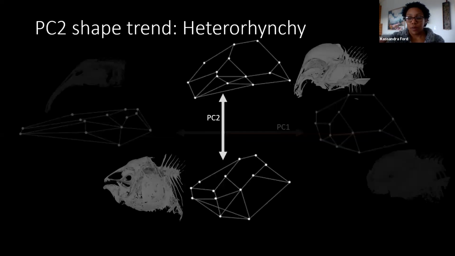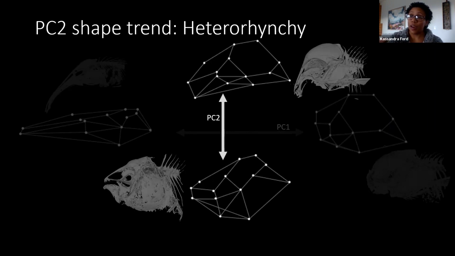The second shape trend that we see in this principal components analysis is heterorhynchi, which seems to load on PC2. And this is the relative flexion of the neurocranium, and it's often associated with mouth position and dietary or feeding strategies. So on the top of this extreme axis here, we have species like Campylomyrus with an elongated downturned snout, versus the other side of the axis, we have Portergus species or Apternotus species that have a shorter snout that seems to be more terminal.